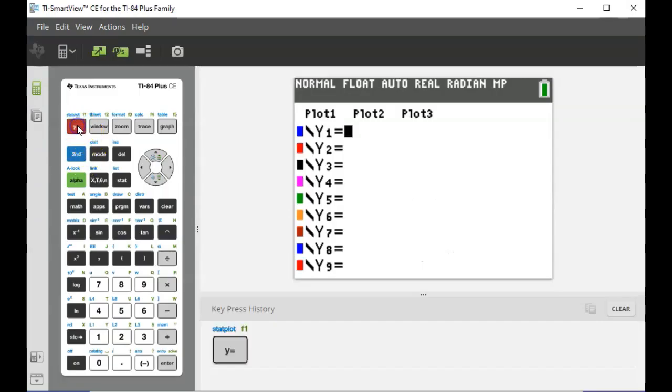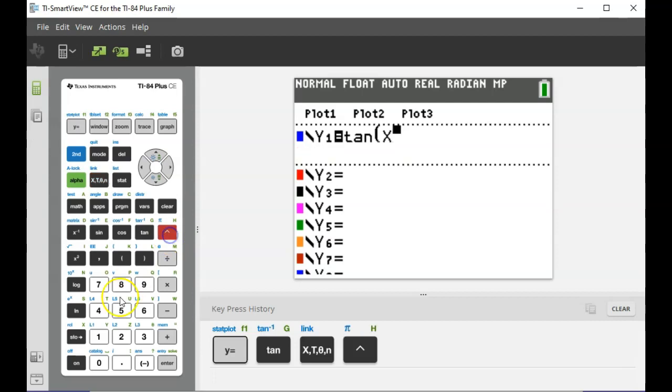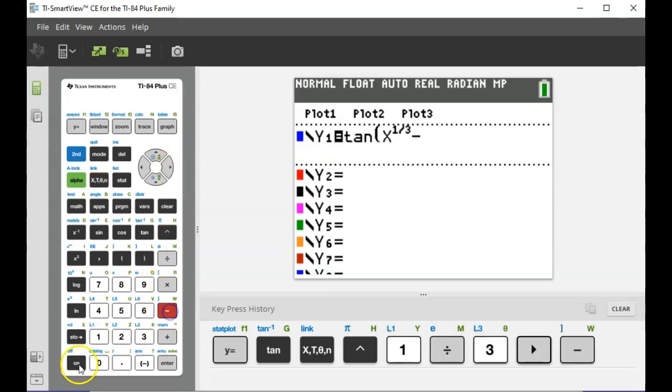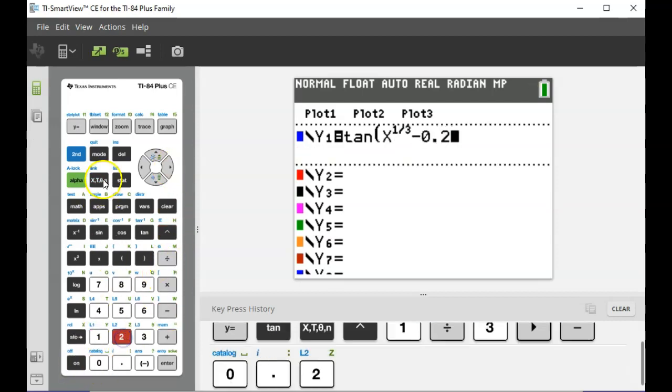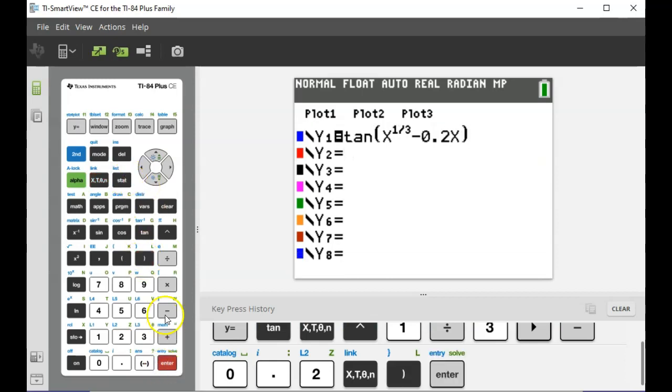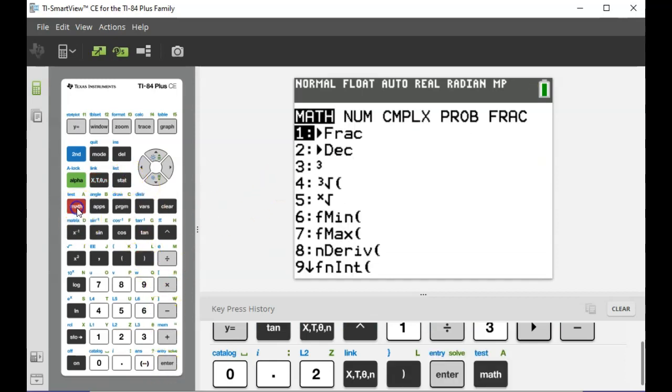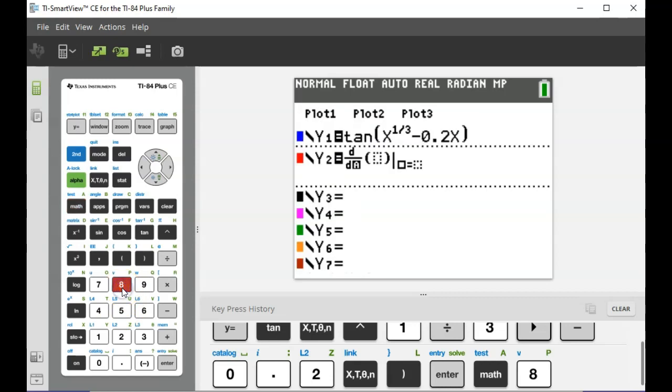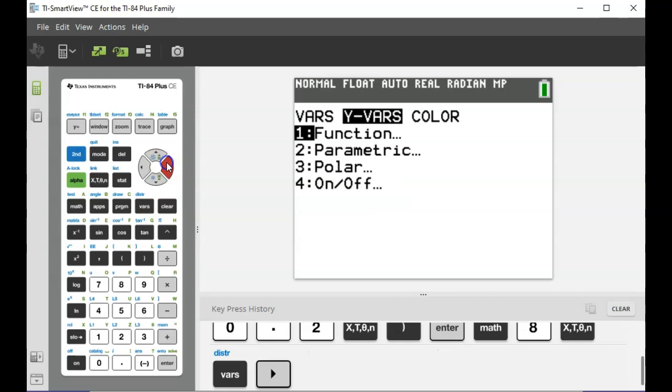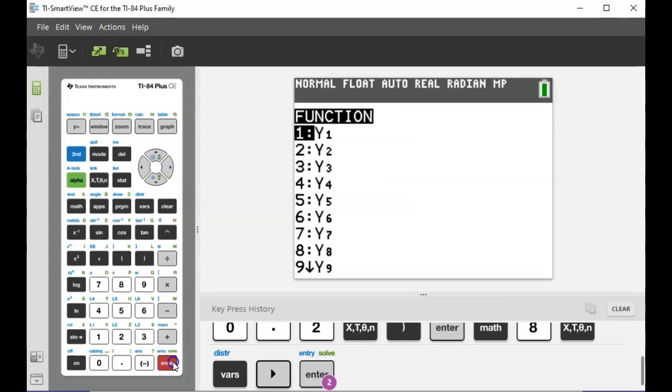So we'll go to y equals, and making sure we're in radians, we have tangent x to the 1/3 minus 0.2x, enter, and then we'll differentiate this. So we go to math, 8x, vars, y vars, function, y1, x.